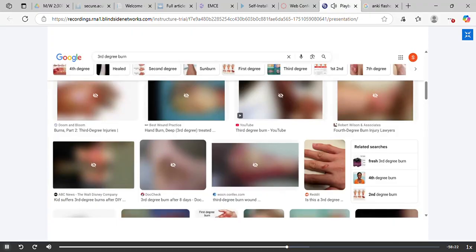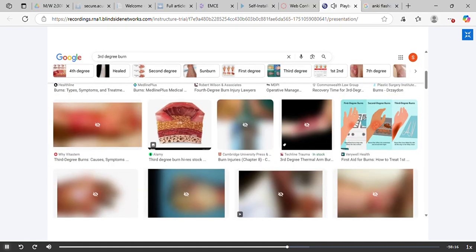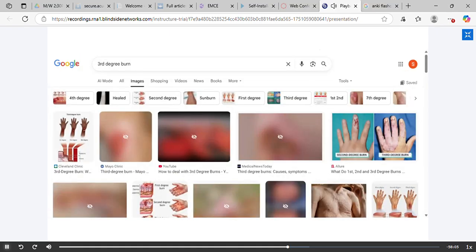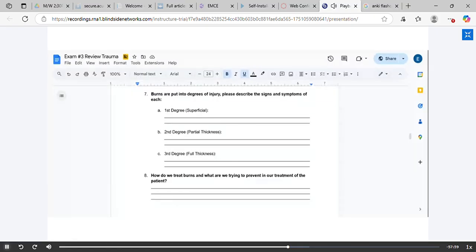So when you have a patient who has a burn and you're giving a report to the hospital, you have to tell them what kind of burn it is and where it is and how much body surface area is affected. And that's why it's so important to know the rule of nines and possibly use that rule of palms if you need to. Okay.